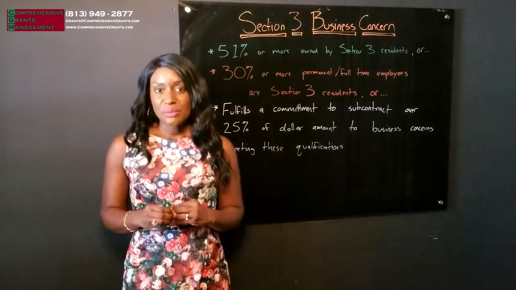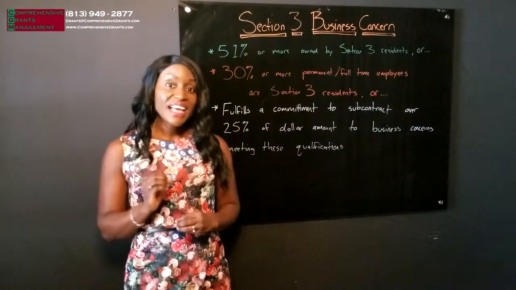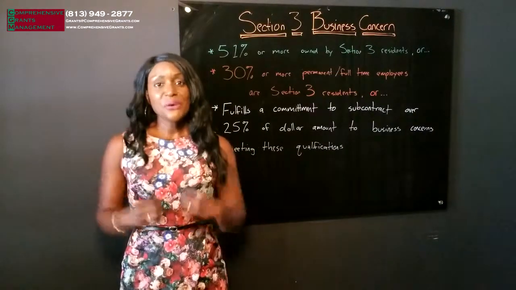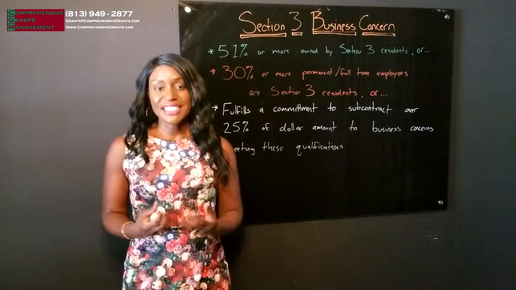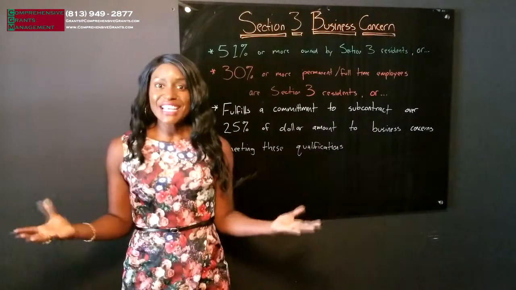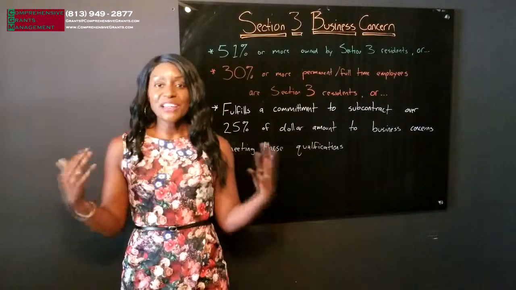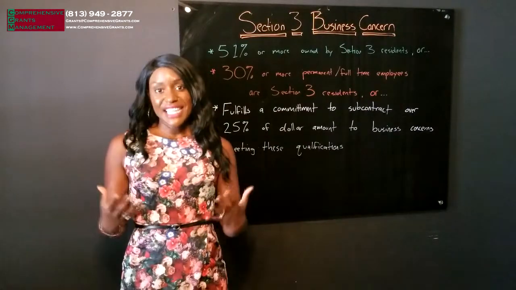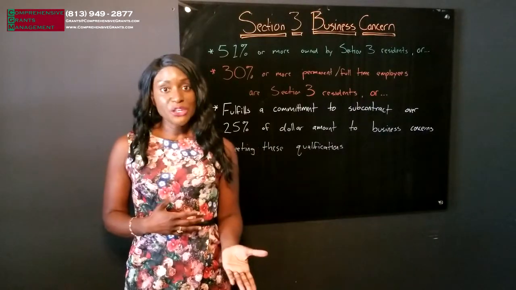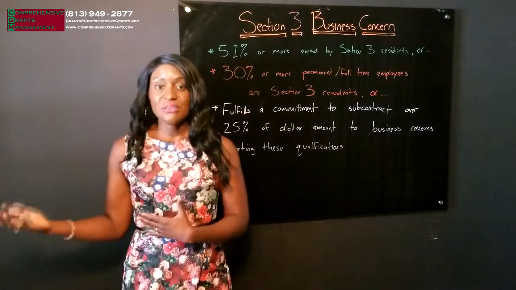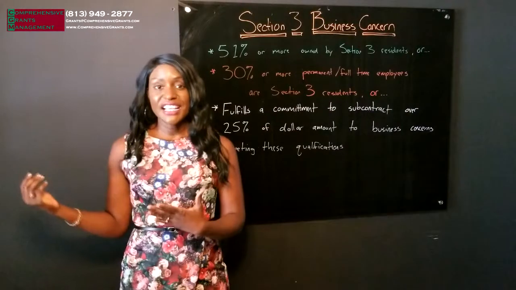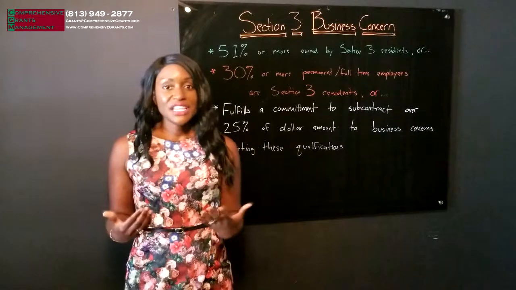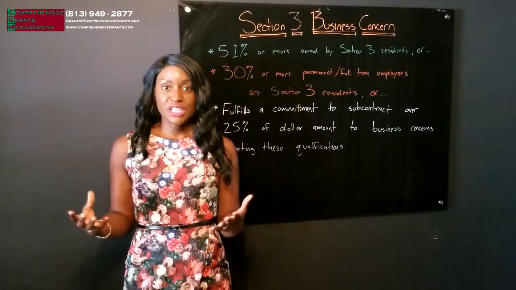So to become a Section 3 business, you have to be owned by 51% Section 3 residents. So say I am a Section 3 resident and I own my business, then I'm a Section 3 business because I'm the 100% owner of the business. If I'm in partnership, then I can designate myself as 51% owner, if I'm a Section 3 resident. My co-partner is 49% owner. And so by definition, we are a Section 3 business.